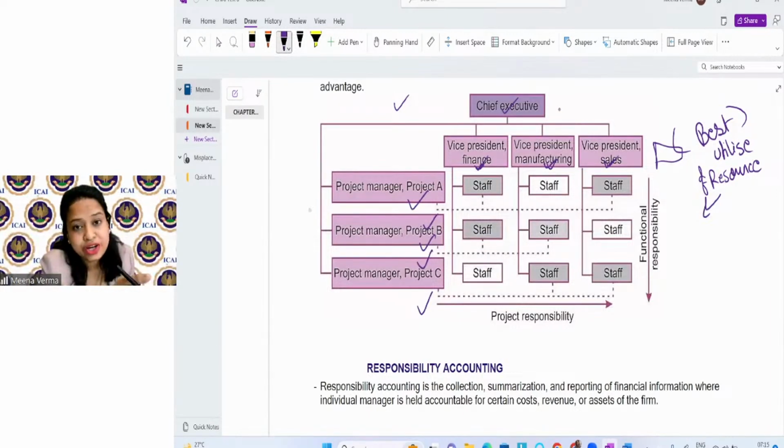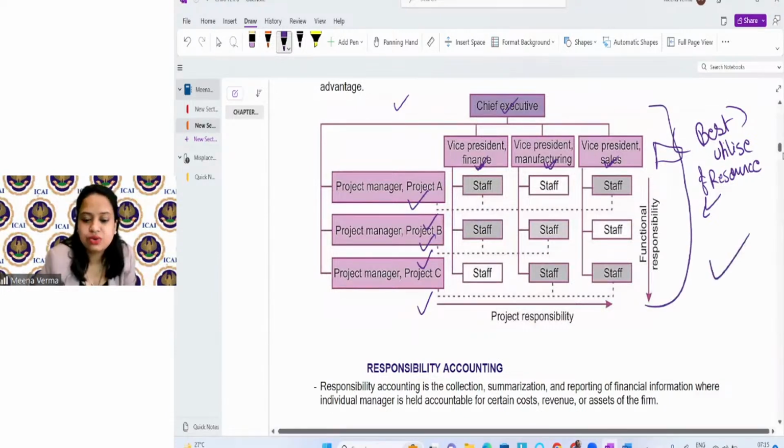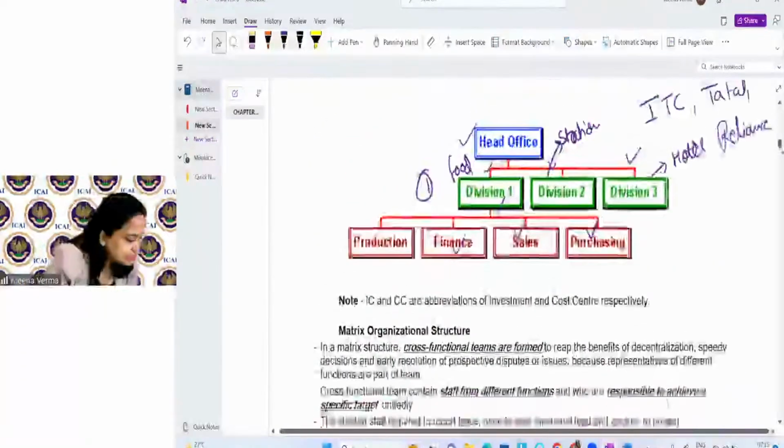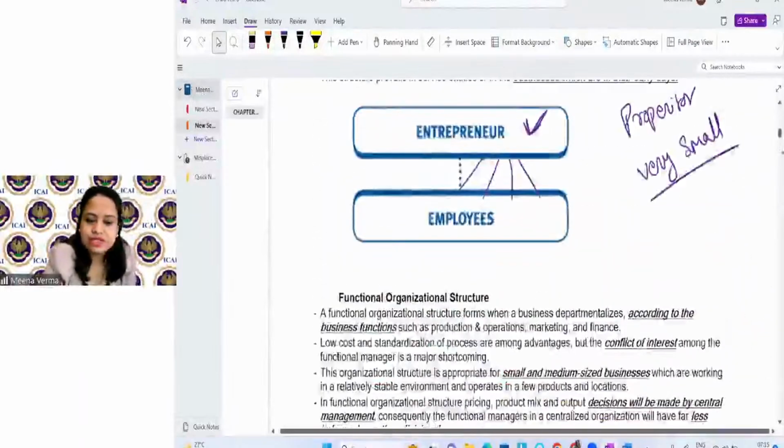Maybe it is related to production department, maybe it is related to finance department, advertisement department, marketing department, purchase department. Your entire resource will be used in best possible way. All right, you will use your entire resources in best possible way, and for that reason we need to classify the entire organization in this way. All right, we need to do a classification in this way. Okay, I hope it is clear to all. So we have just these 4 types of structure.